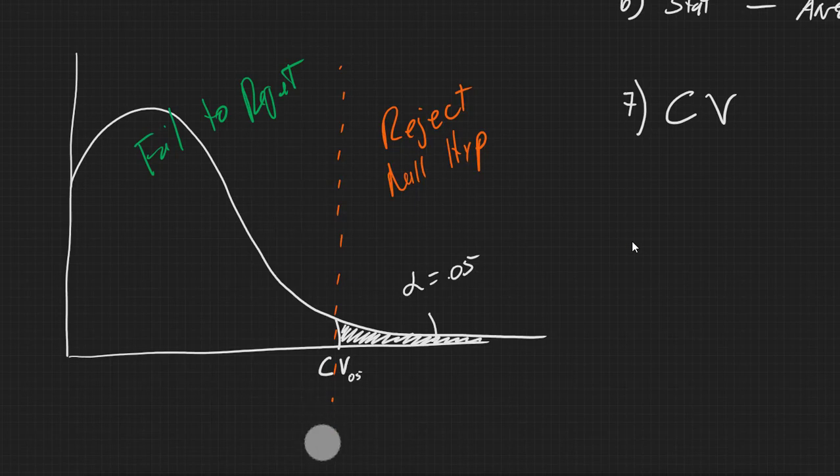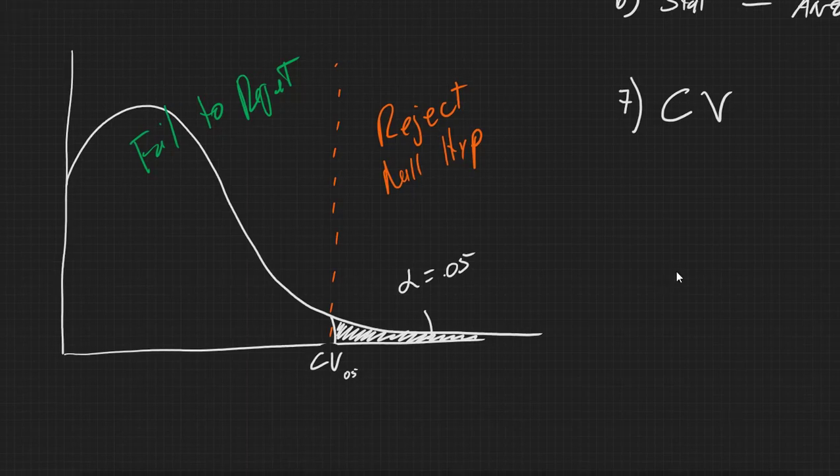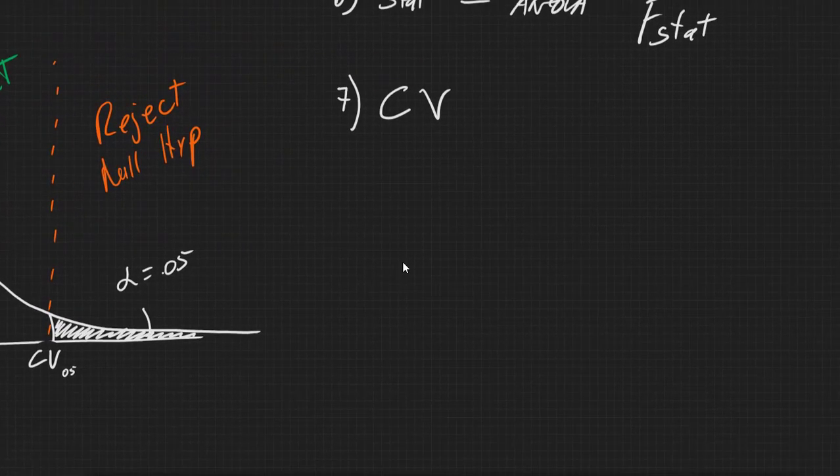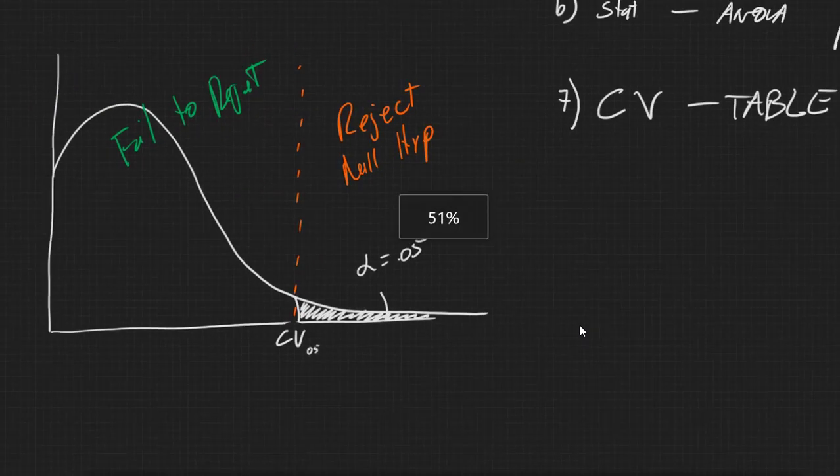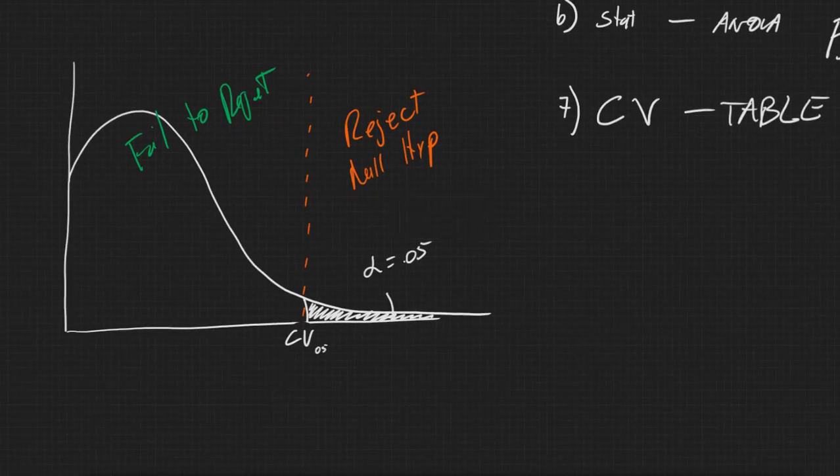And so we have to ask the question: what is the critical value at which that is going to happen? We figure critical values from the table, and let me see if I can bring in a table to do exactly that.